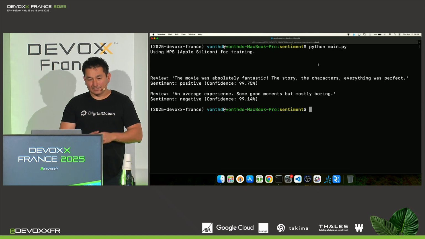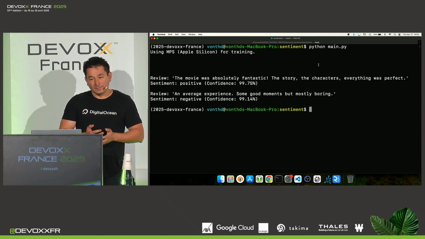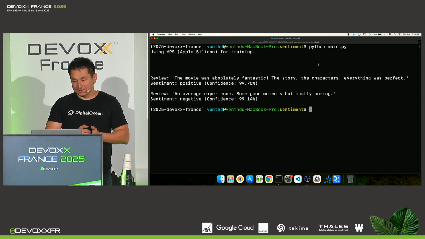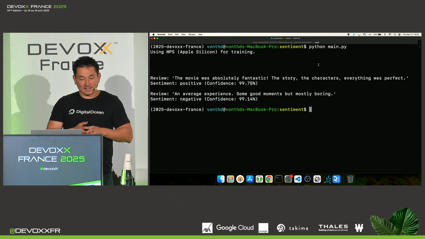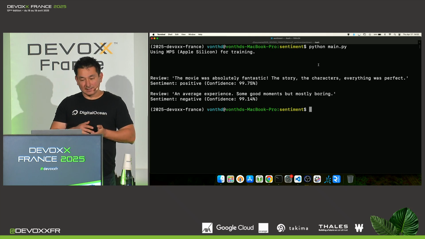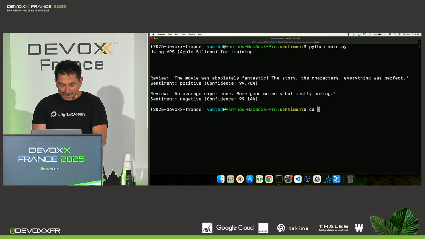Okay, so we have two sentences. The movie was absolutely fantastic. The story, the characters, everything was perfect. The classification classified that as a positive sentiment with a confidence of 99%. The second sentence: an average experience, some good moments, mostly boring. That got classified as a negative sentiment with a confidence of 99%. So you can use Captum.